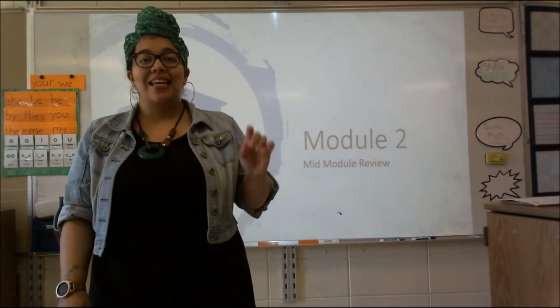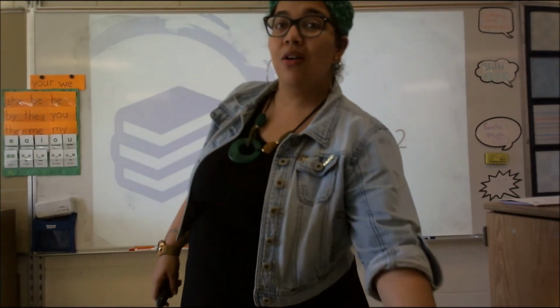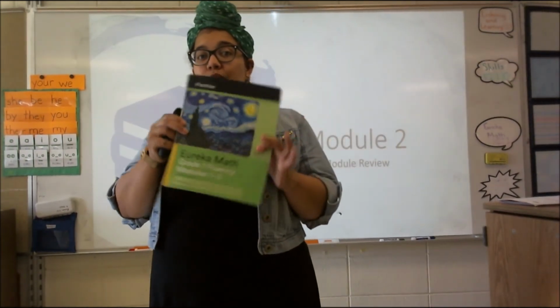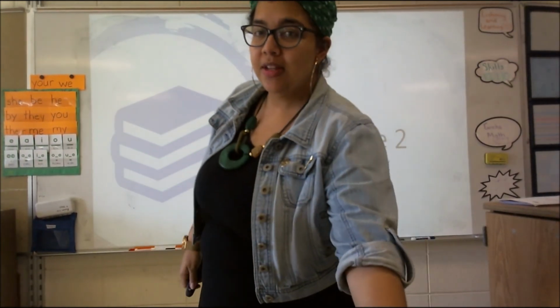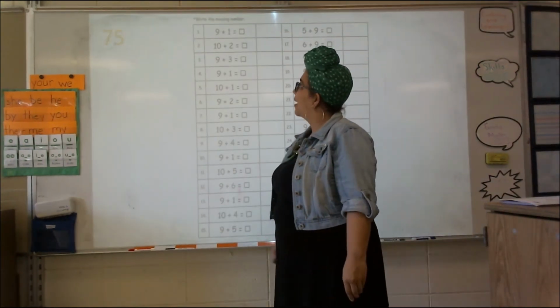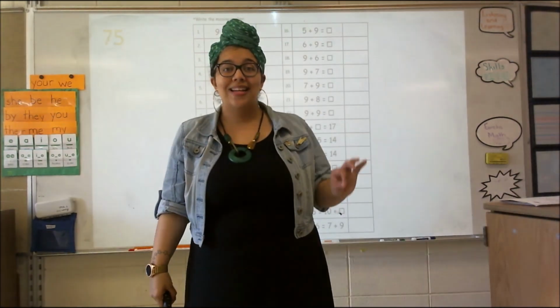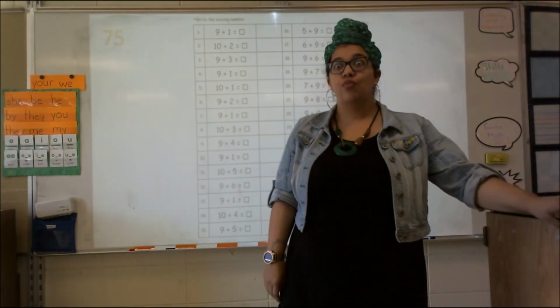So what you need today is either paper and pencil or dry erase board and marker. You also need your practice book because we're going to start off with a sprint. Let's go ahead and get your book ready. And our sprint is on page number 75 in our practice book. And it says, write the missing number. You're going to write the missing number.